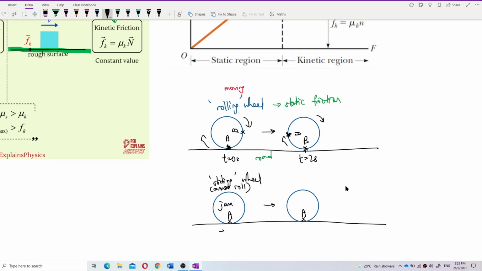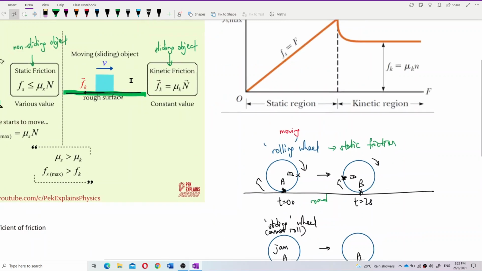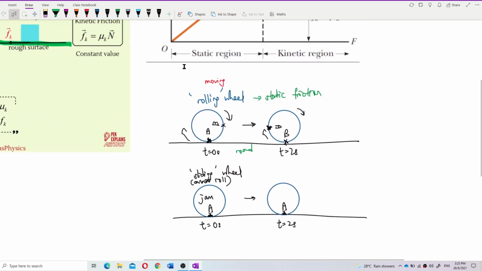It slides across the road. At 0 second, the same point is in contact with the road. The point A is still in contact with the road after 2 seconds. Still the same point in contact with the road, which is the point A. This is called a sliding wheel. This sliding wheel experiences kinetic friction. So this is the example that experiences kinetic friction.